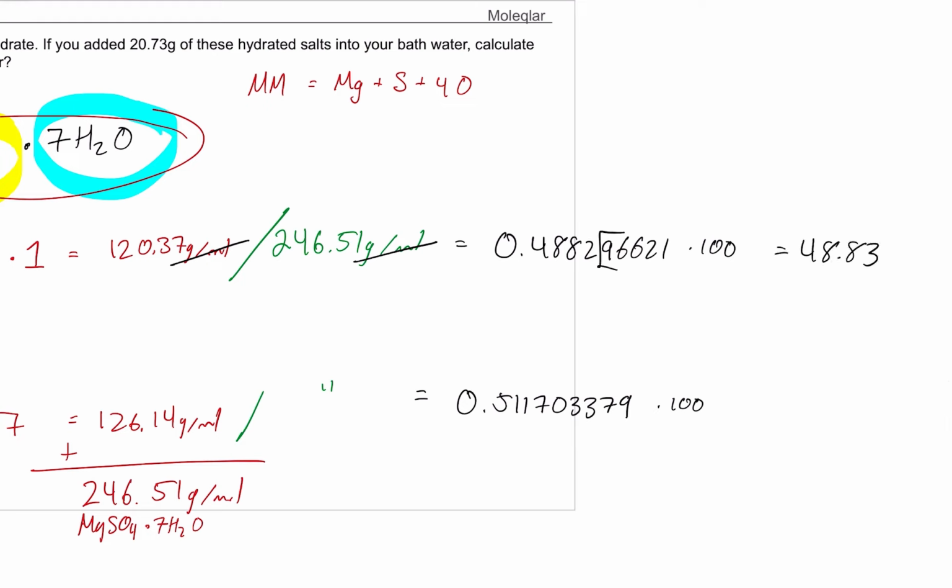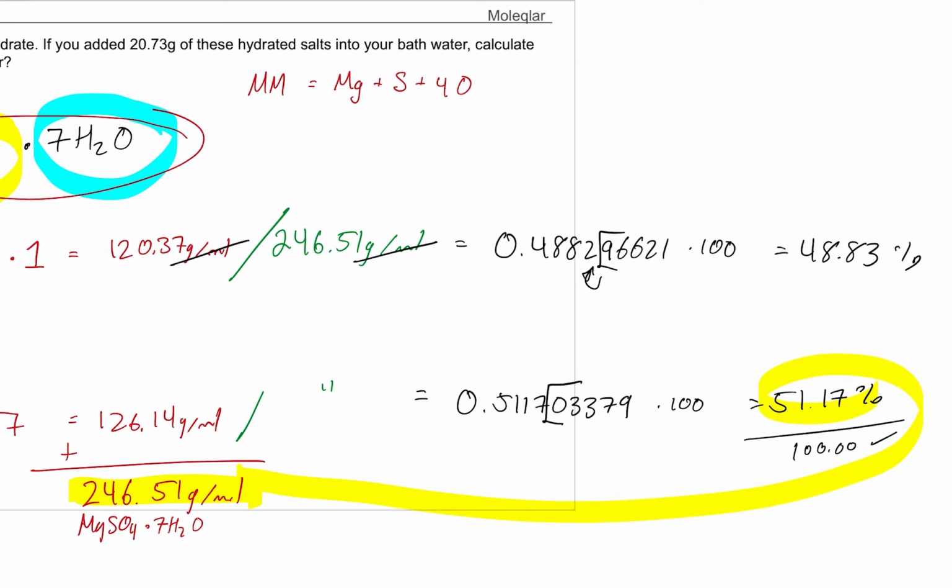I'm going to round that portion over here up to 3 there. And again, if I want 2 decimal places, I'm going to have to round that portion down, and I'll have 51.17%. Now, quick check, this does equal 100%, so I am good there. Now, what this tells us is that 51% of the total mass of this hydrate is made up of water, and 48.83% is made up of the magnesium sulfate.